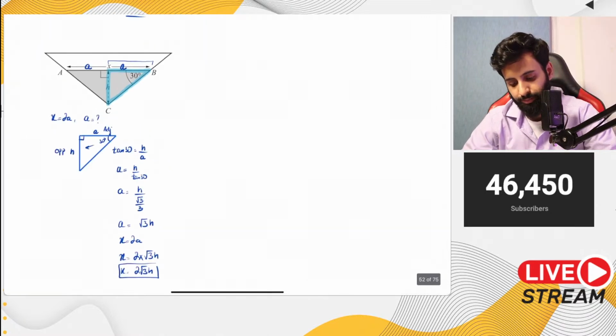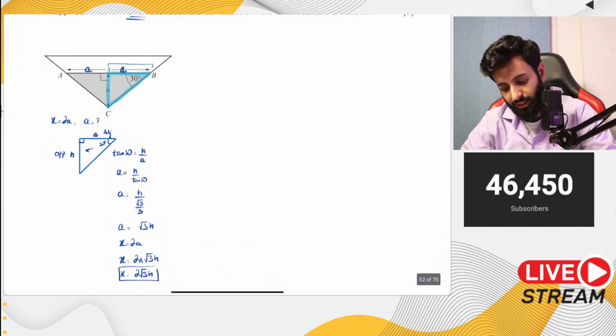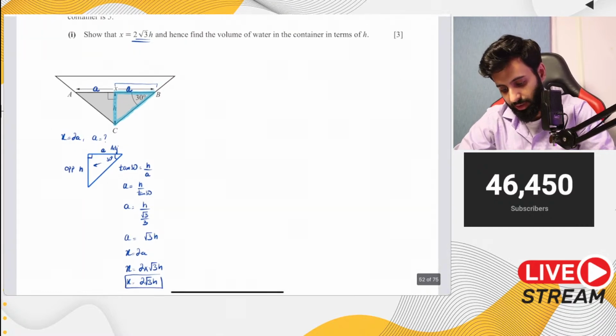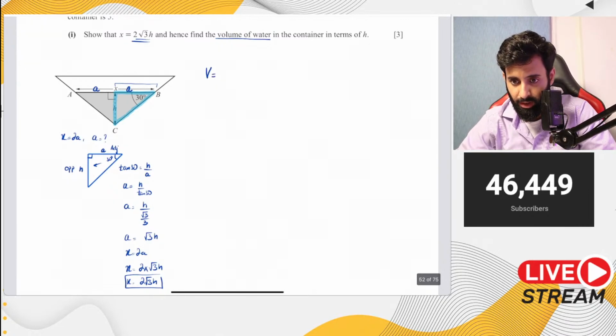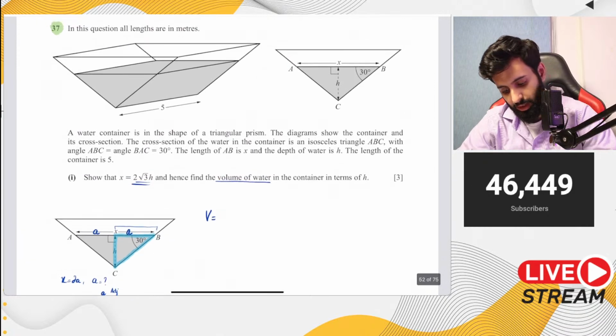Okay, and there you go. That's it. Then it says, and hence find the volume of the container. Okay, volume of water in the container. So how will we find the volume of water? Volume, basically it's a prism. So how do you find the volume of a prism?